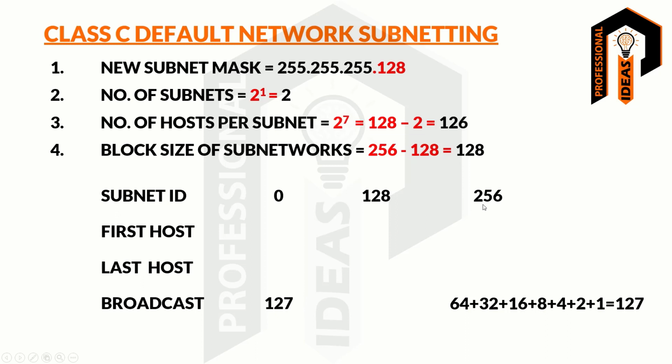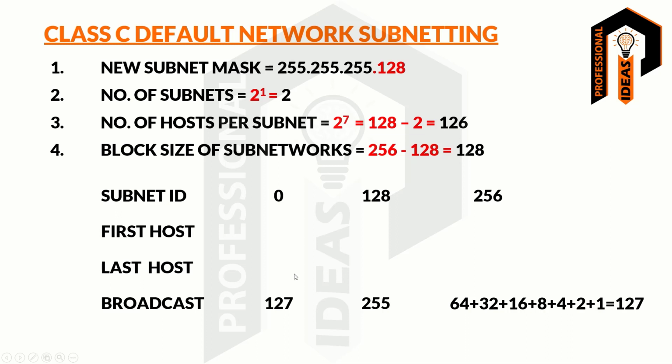Similarly, the number right before the value of the next subnet 256 is 255, which is all host bits turned on. So by adding 127 in 128, we get 255 as the broadcast address for the 128 subnet.